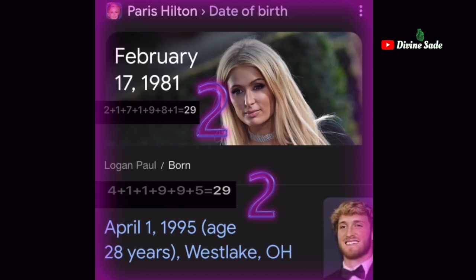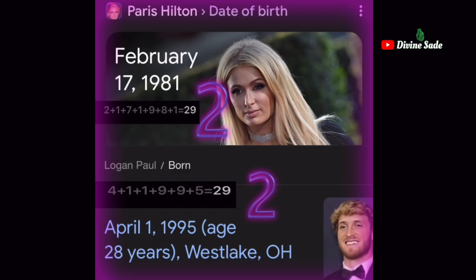Sun and Saturn worship. Now here's a connection between Paris Hilton and Logan Paul. Paris Hilton was born February 17th, 1981. That has a numerology of 2 through the number 29. And then Logan Paul was born April 1st, 1995, and that has a numerology of 2 through the number 29. So they have this connection.